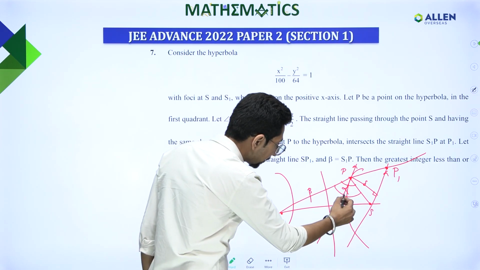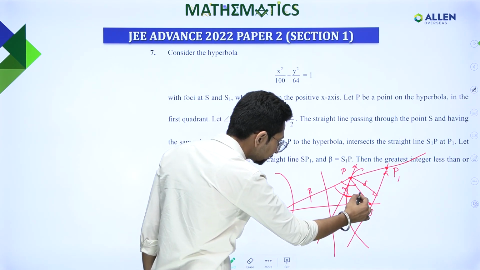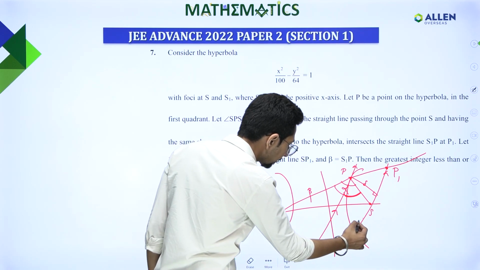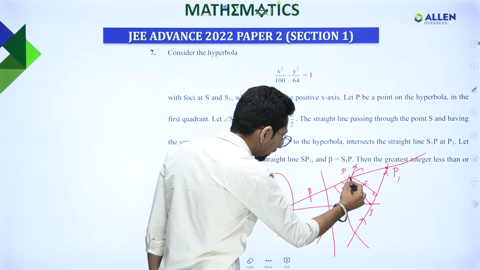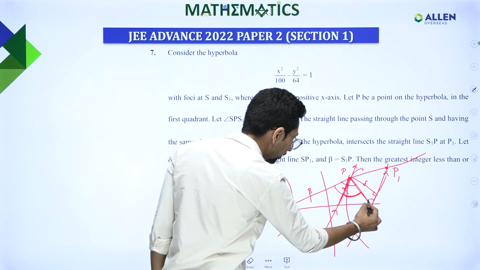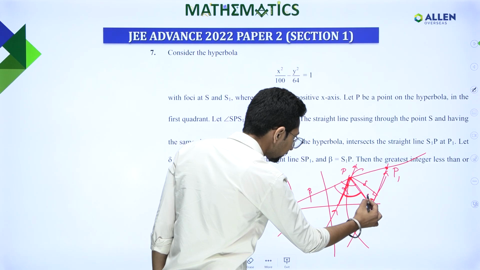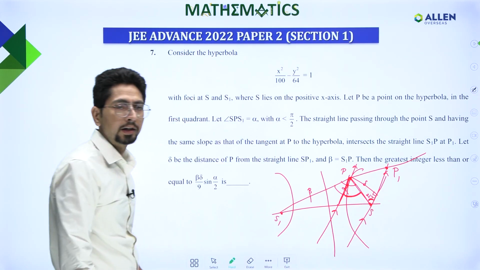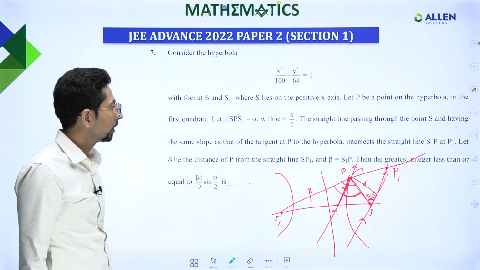And if this angle is alpha by 2, these two lines are parallel. So this is your alternate angle. As you can see, this becomes your alternate angle. This one is also alpha by 2, right? This will be alpha by 2. Let's see the neat diagram and proceed with the question from here.